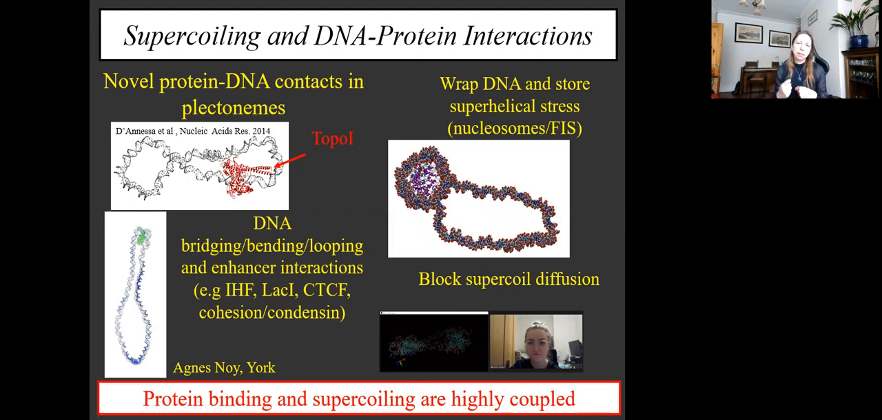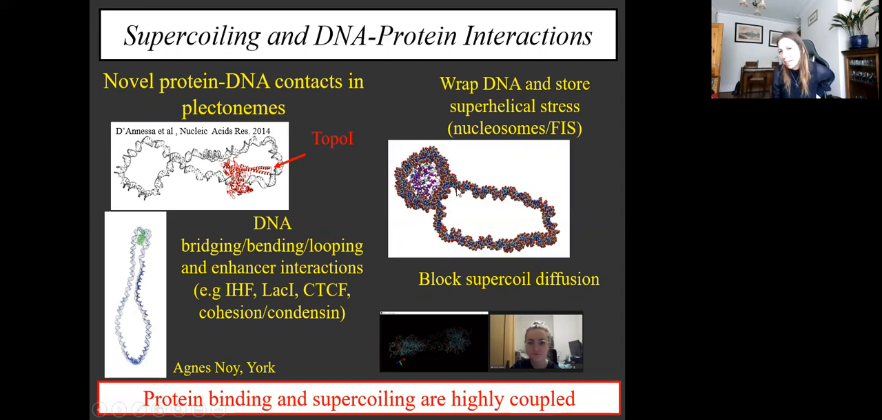The other place where supercoiling really matters is during transcription, because when you transcribe DNA, you're pumping supercoils into the molecule that have to be released by topoisomerase one. Otherwise, the whole system sort of jams up with these dynamic supercoils.